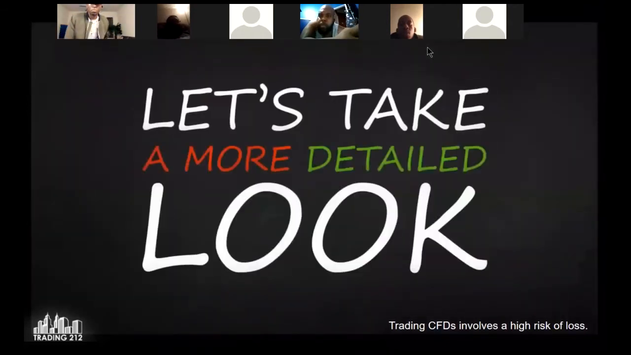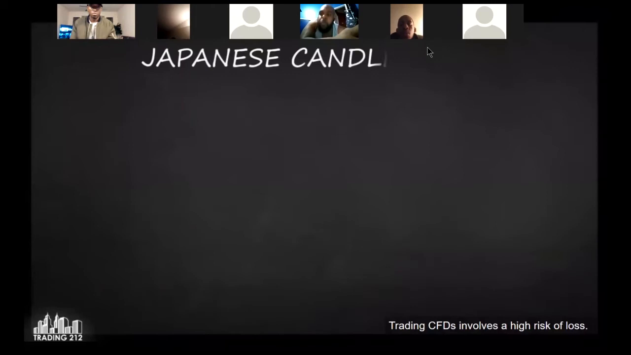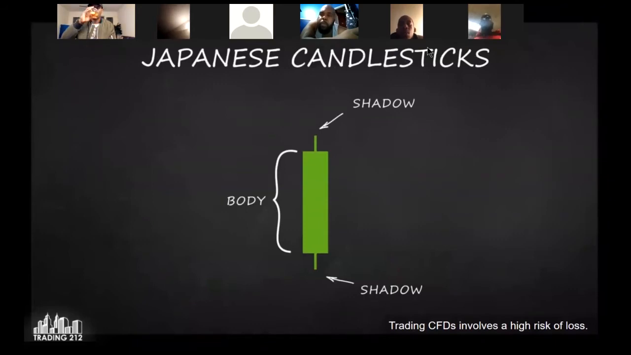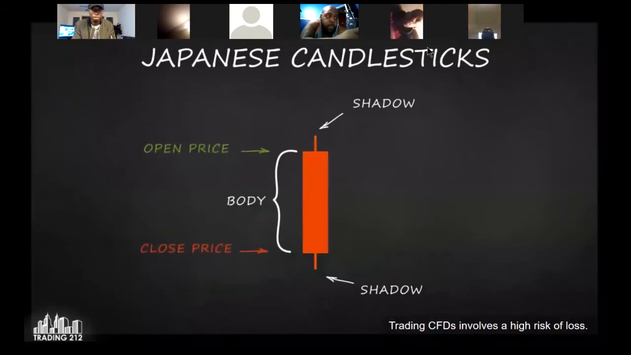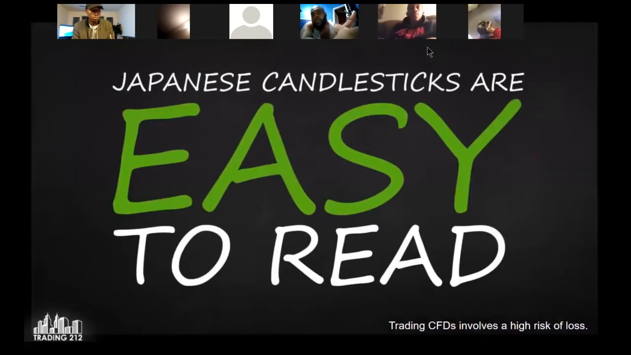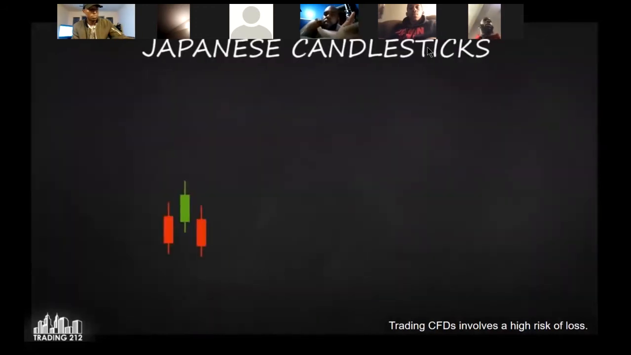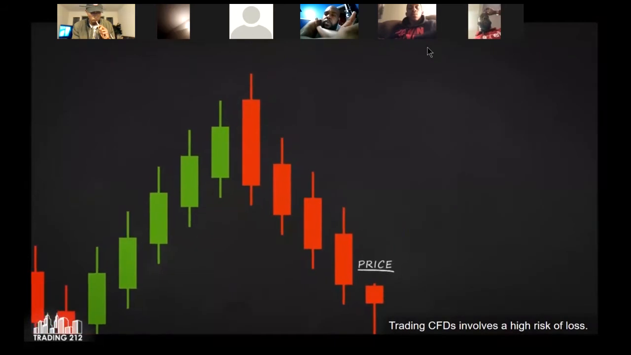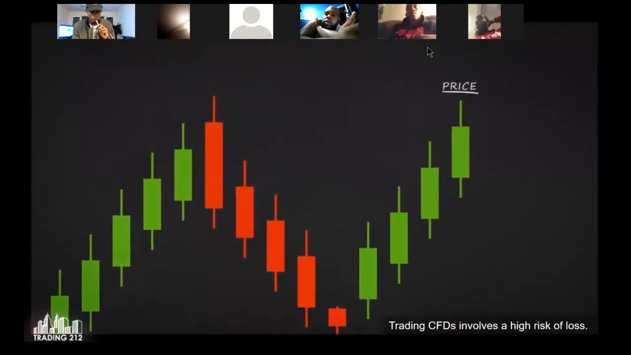Let's take a more detailed look. Every candle consists of a body and one or two tails called shadows sticking out of it. The body indicates the range between the open and close price for a specific time frame, and the shadows represent the highest and lowest price levels reached for the set interval. Japanese candlestick charts are easy to read. A red candle shows that the price is going down, and a green one represents an increasing price.